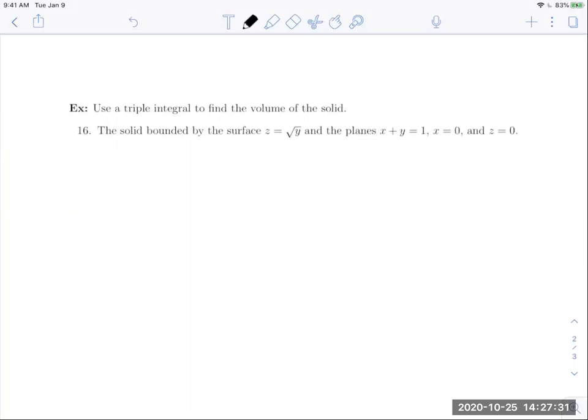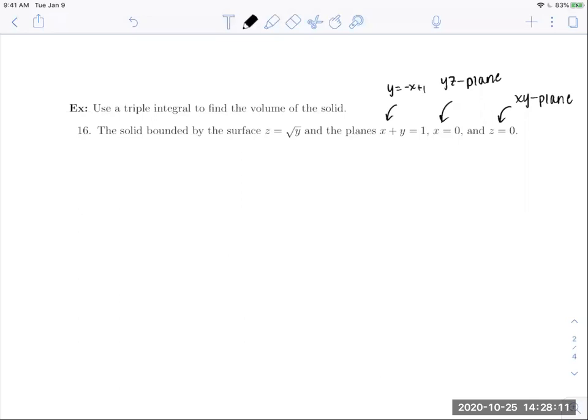Use a triple integral to find the volume of the solid. So 16, we want to find the solid bounded by the surface z equals the square root of y, and the planes x plus y equals 1, x equals 0, and y equals 0, or excuse me, z equals 0. So remember, z equals 0 is just the xy plane, and x equals 0 is the yz plane. And then for this other plane, I'm going to write it as y equals negative x plus 1 so that I know how to sketch it.